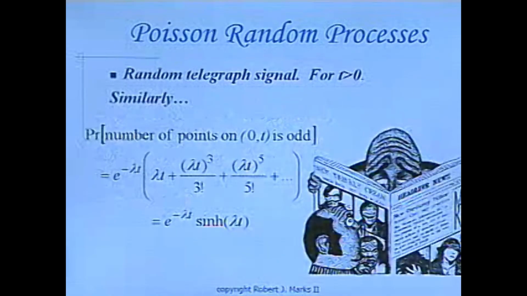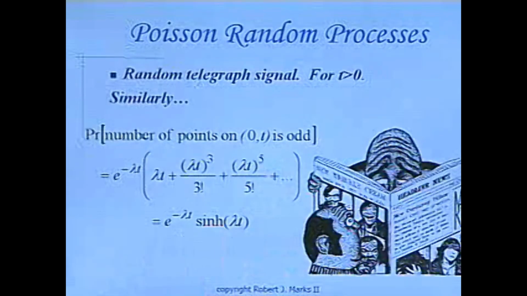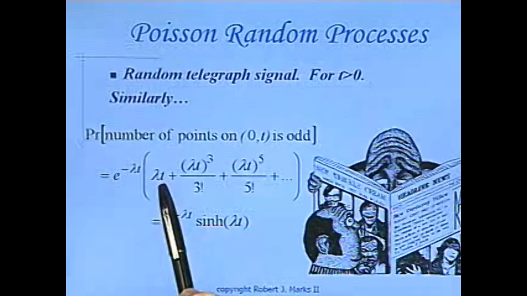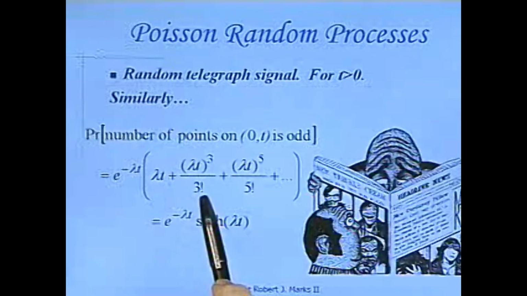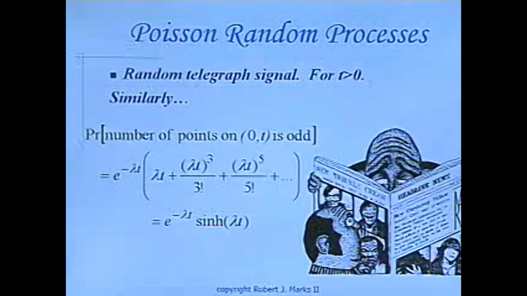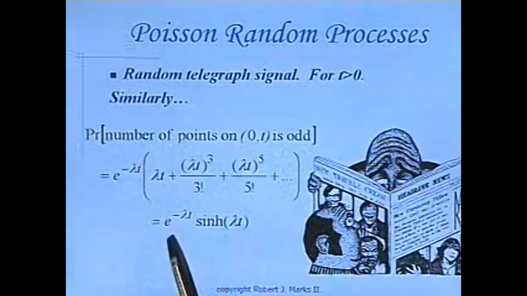Well, I think you can see what's coming. The probability that the number of points on 0 to t is odd is the probability that the number of points is 1 or 3 or 5 or 7, all of the odd components. So here's the probability that it's 1. They're mutually exclusive, so we can add the probabilities. The probability that it's 3, the probability that it's 5, etc. And so these are the odd terms of the Taylor series expansion of e to the lambda t and correspond to a hyperbolic sine. So the result is that the probability that the number of points on 0 to t is odd is equal to e to the minus lambda t times the hyperbolic sine of lambda t.